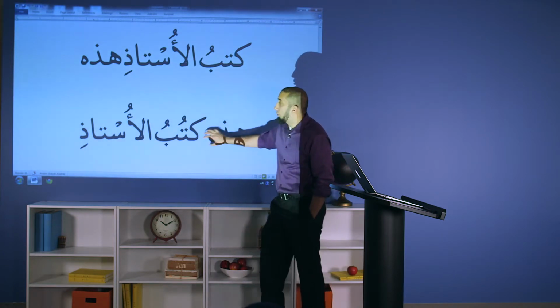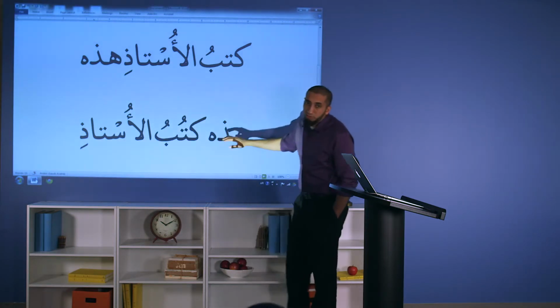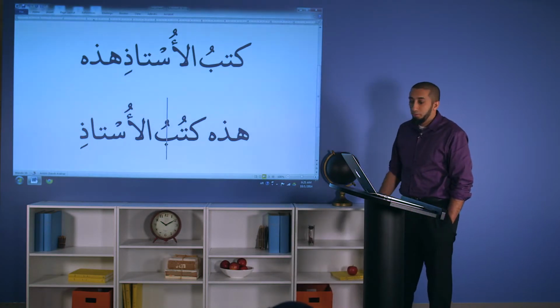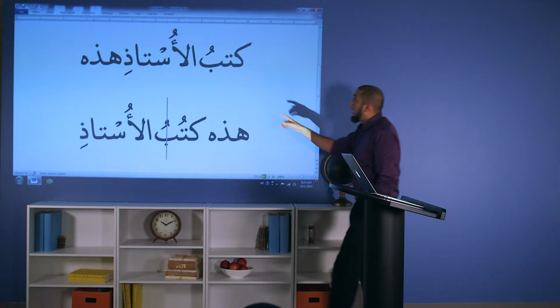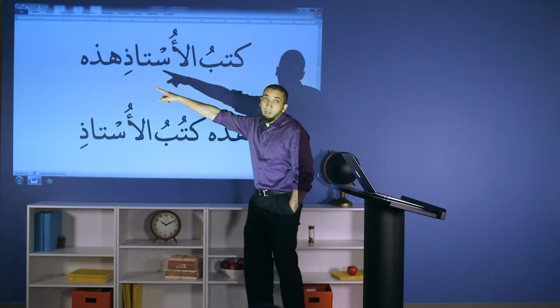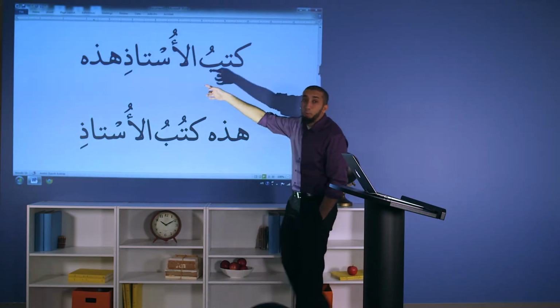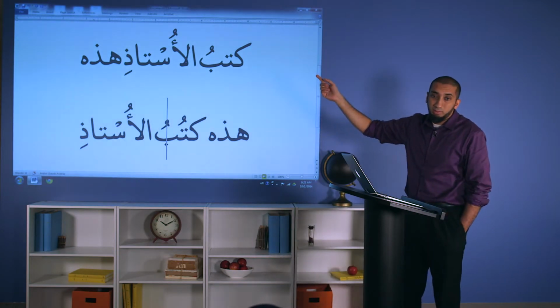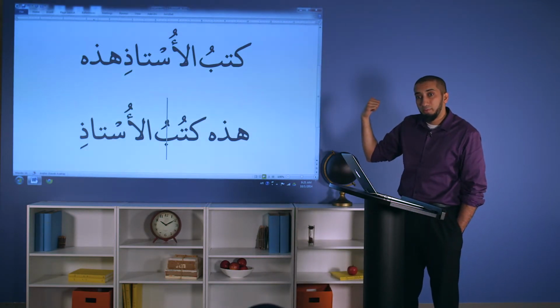So hadihi kutubul ustadi, this bottom line, how would you translate that? These are the books of the teacher. Okay. In this case, I had to put هذه at the end. Whenever you see a pointer at the end, what does that mean? Who is it pointing at? The mudaf.